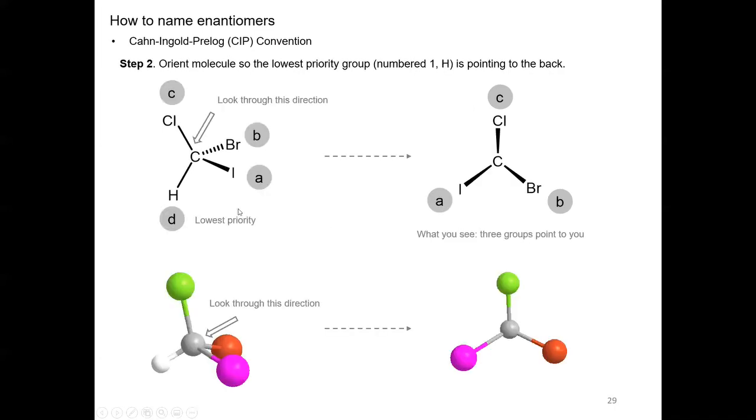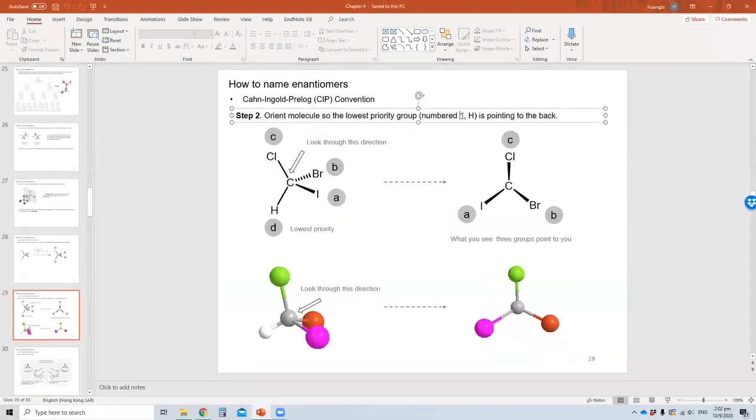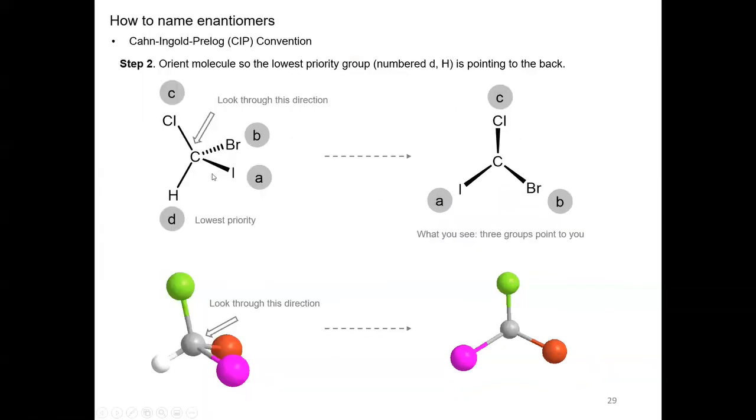Then step 2 of the CIP convention is that you orient the molecule so that the lowest priority, which is hydrogen, is in the back. So it's numbered D. You put the D in the back, then you look through this direction, okay? What you see is 3 groups, chloride, bromide, iodide, pointing to you, right? This is a real model. The 3 colors pointing to you, and they have priorities on them, A, B, and C, right?